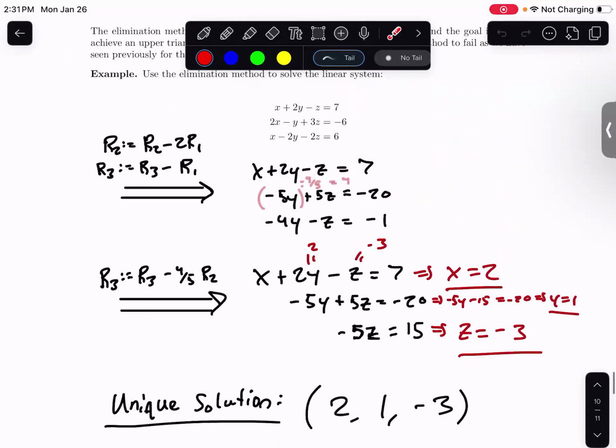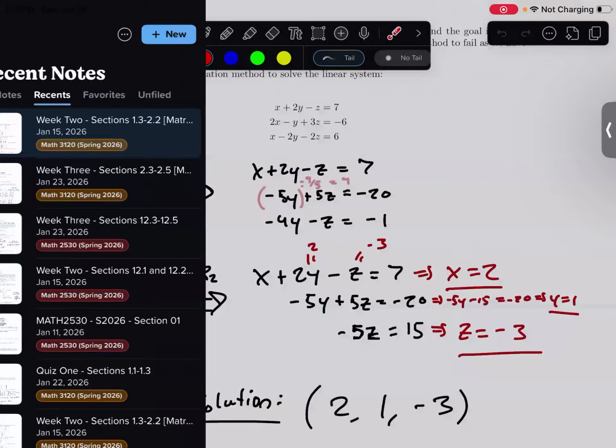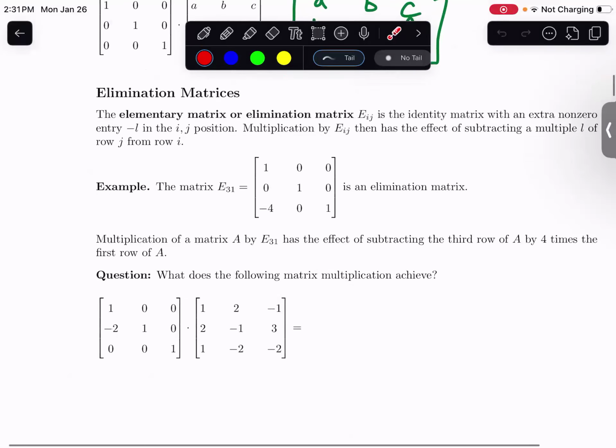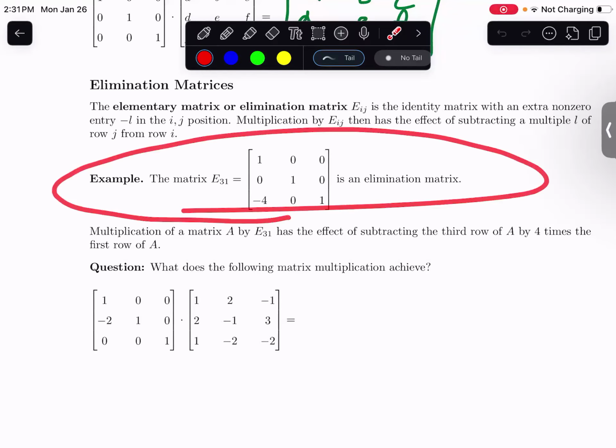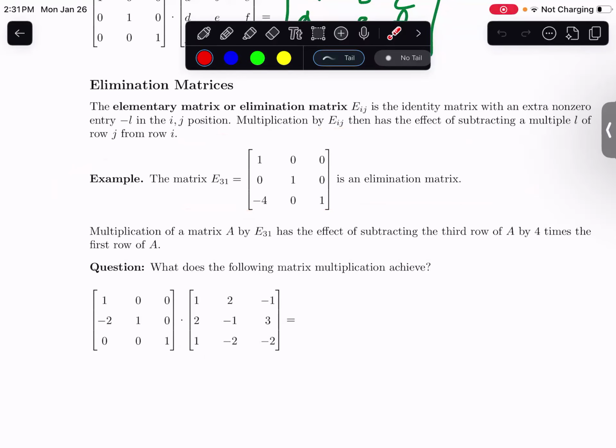So you can represent these kinds of calculations via matrix multiplication by an elimination matrix, which I'll illustrate shortly. The ij here denotes the non-zero entry that you have outside of the ones along the diagonal. So this is an example of an elimination matrix. Again, it's the identity matrix, except we have a non-zero entry in the 3-1 entry. It's given by this -4.